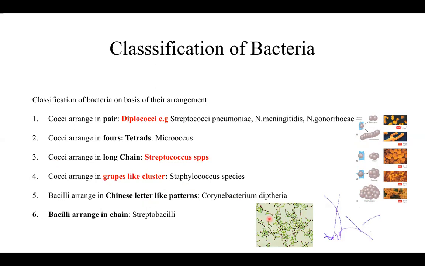Some bacteria are arranged in a Chinese letter pattern, that is a V or W shape. These types of bacteria are known as Corynebacterium diphtheriae. Some bacilli are arranged in long bamboo-shaped structures. Bacilli arranged in a chain, or long bamboo-like sticks, are known as streptobacilli.